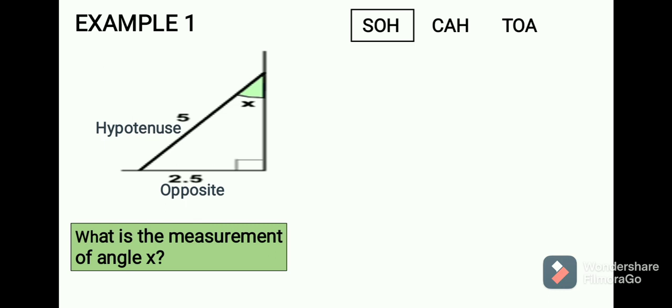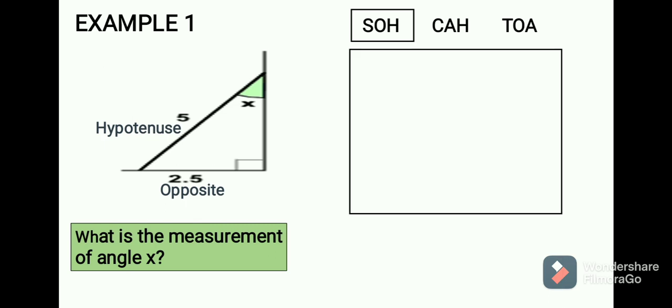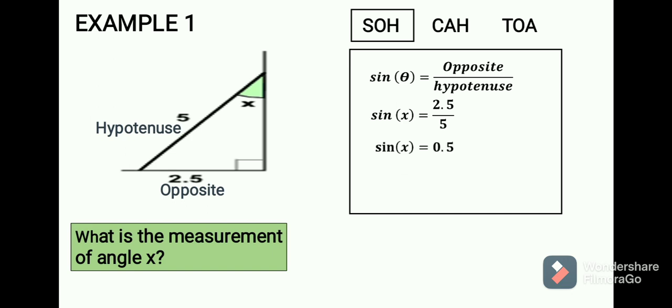Using the formula of sine, put our values into the sine equation. So the value of our opposite is 2.5 and our hypotenuse is 5. Then let's solve. 2.5 divided by 5 is equal to 0.5. Then we need to rearrange that into the inverse function.